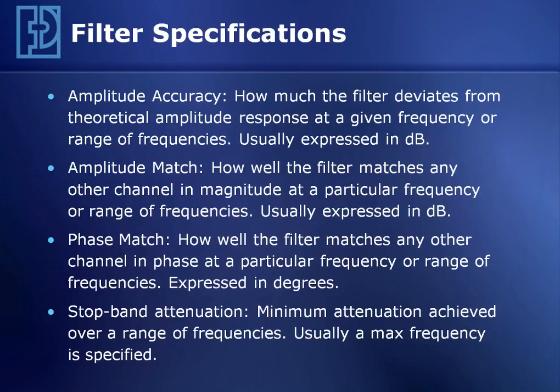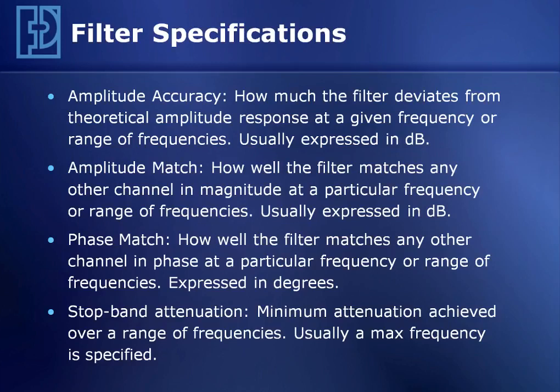There's other filter specifications that will show up on data sheets. One called amplitude accuracy, and that says how much the realized filter and hardware deviates from the theoretical amplitude response at a given frequency or range of frequencies. And the amplitude accuracy is usually specced in decibels.